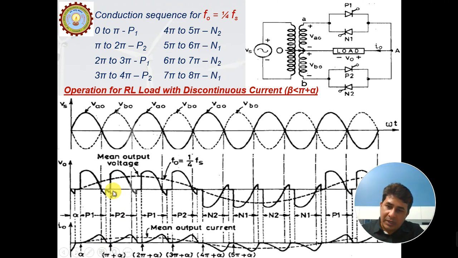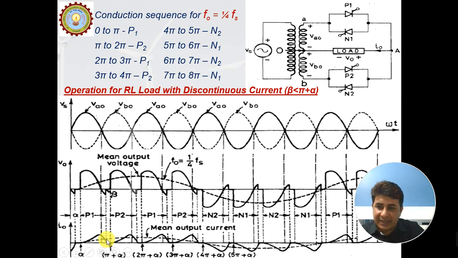So at pi plus alpha, P2 from the lower group will be fired. Then the current will flow up till this point. So we will keep on getting this kind of output, and you can see the current is discontinuous. This time from beta to pi plus alpha is existing when the current is zero.